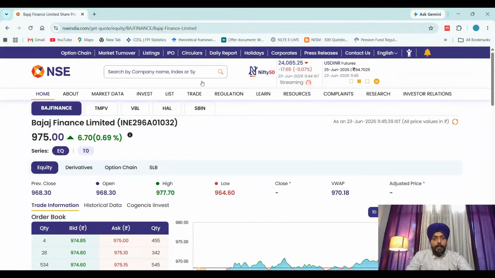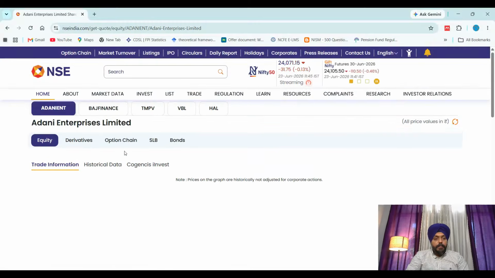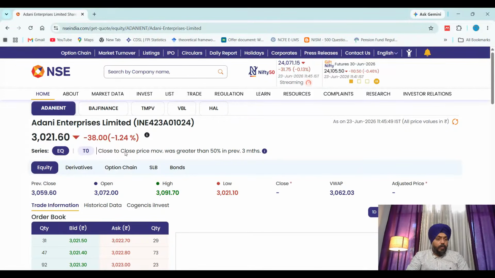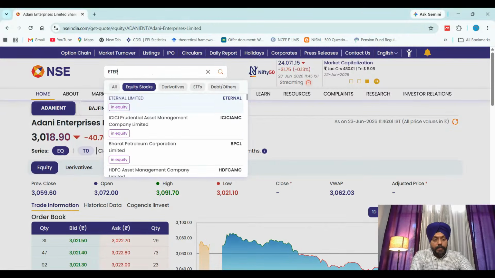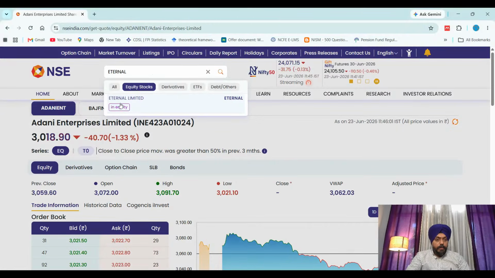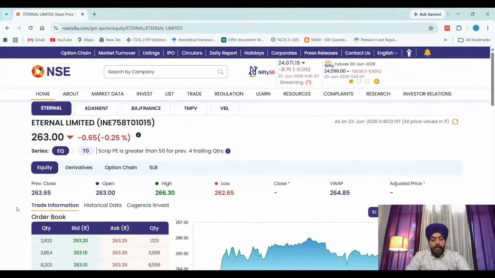Next is Adani Enterprises. Where I get movement of more than 1.5%, I can do that. Adani Enterprises is part of Nifty 100. It is down by 1.24%, so this also I'm leaving. Next is our Eternal stock. We are scanning all the 100 stocks as per the Nifty 100 portfolio. Again flat, so I'm leaving it.